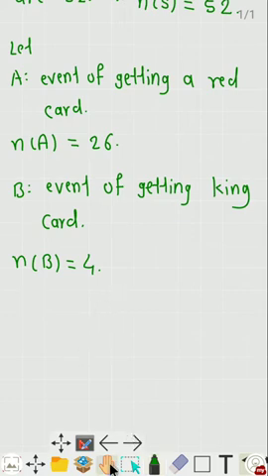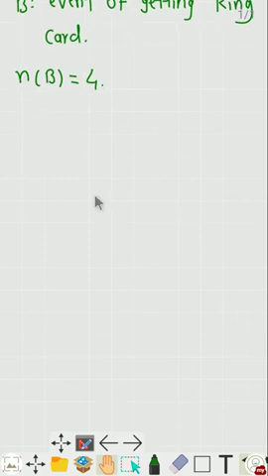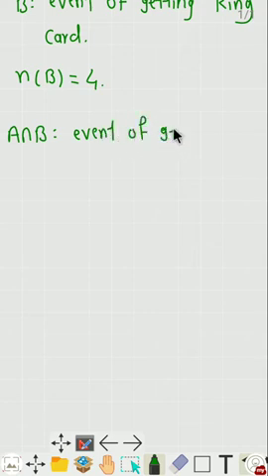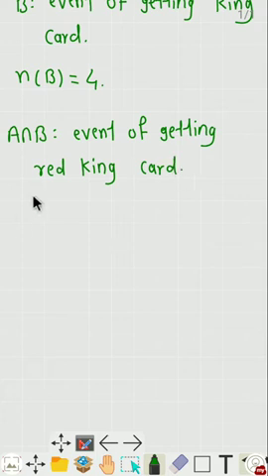Now there is one more event, and it is A intersection B. A intersection B is the event of getting a red king card. In this event, red kings are 2. Okay, we have this.